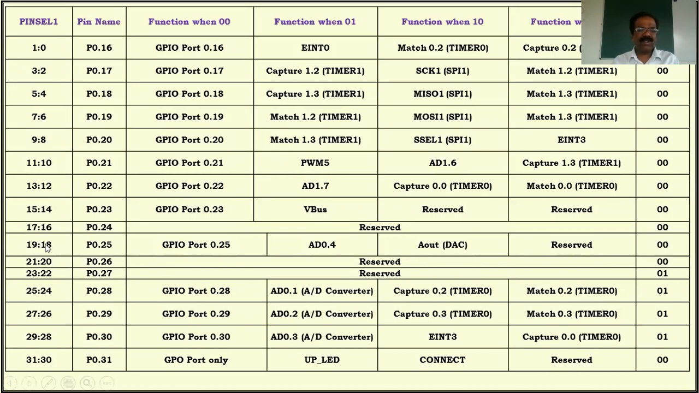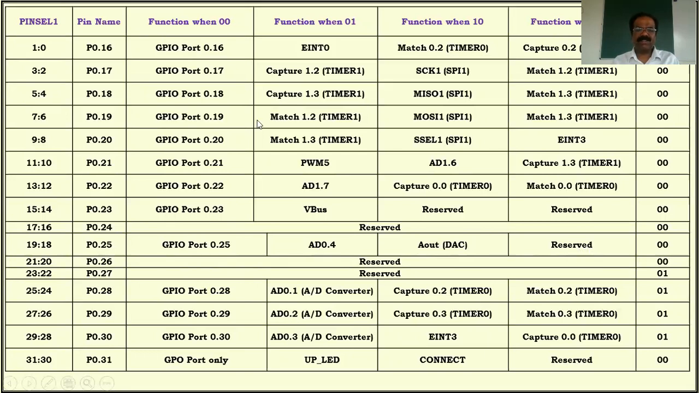Suppose bits 18 and 19 are both 0, 0. Then we can use P0.25 as a normal GPIO, general purpose input output. If you write 0, 1 in these bits, we can use this as an ADC channel. If it is 1, 0, we can use P0.25 as analog output, that is the DAC. If it is 1, 1, that is reserved.